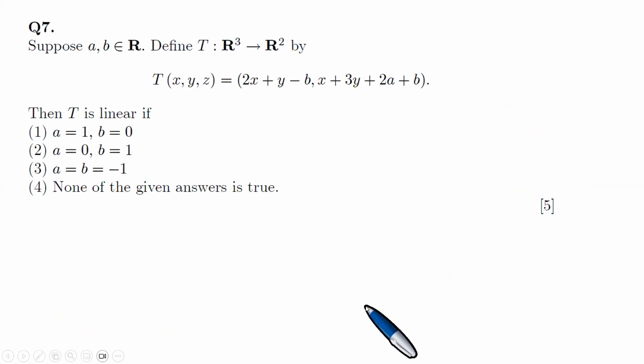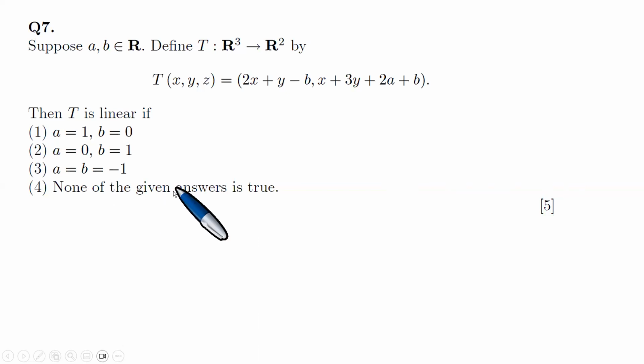Okay, let's look at this kind of question. It's very important as well. It's important that you're able to deal with these kinds of questions. Like this one. Suppose this is the case. A and B are real numbers. Define T from R3 to R2 by this. So R3, 1, 2, 3 to R2. Then T is linear if.